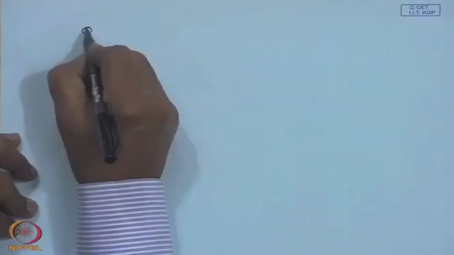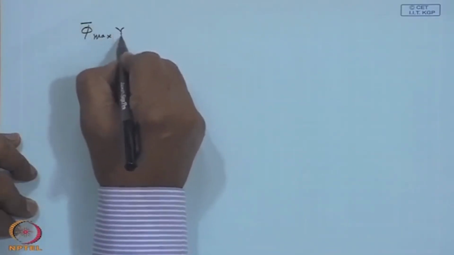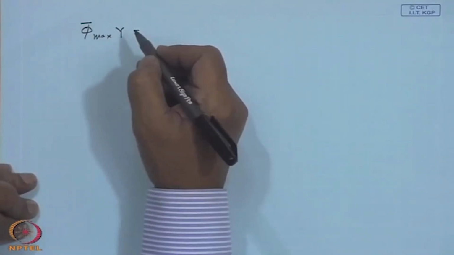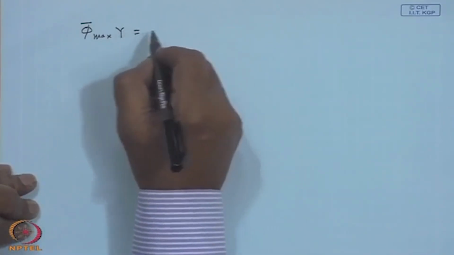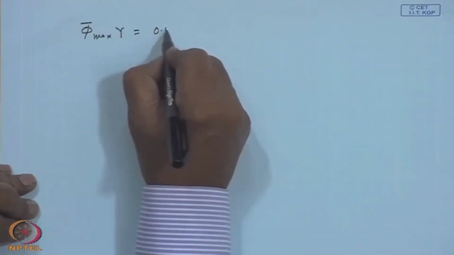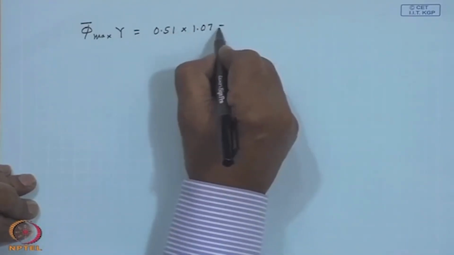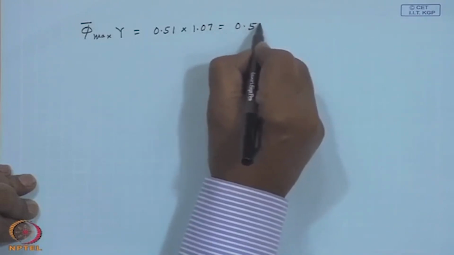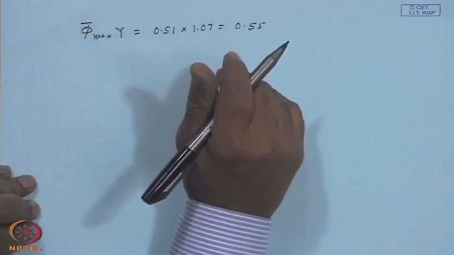So, phi bar max y, which in a way represents the maximum possible solar load fraction that the system can meet, will be 0.51 times 1.07 equal to 0.55. In other words, if anybody calculates and comes out with a number larger than this, obviously there is a calculation mistake.